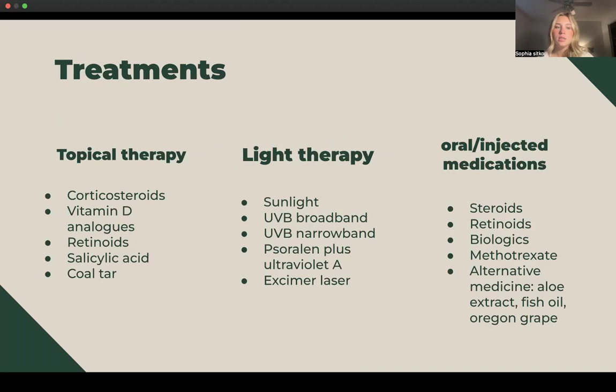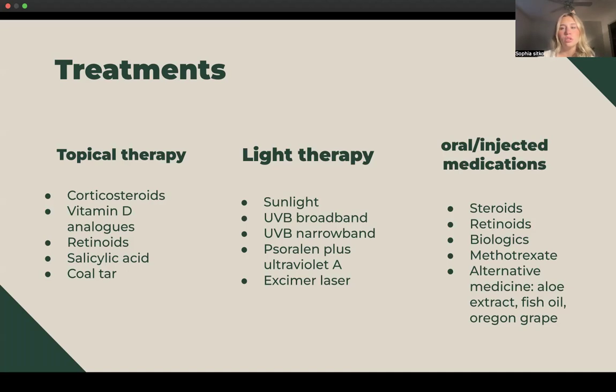So treatments of psoriasis. Topical therapy is going to be the main one, and with all of these treatments, the aim is to stop the skin cell growth and remove the plaques and scales, because there's no cure for psoriasis. So topical therapy is going to be the first course of treatment to treat mild to moderate psoriasis. Those are going to include corticosteroids, vitamin D analogs, retinoids, salicylic acid, and coal tar. And I think the list had 20 different topical therapies, so there's a lot of different options.